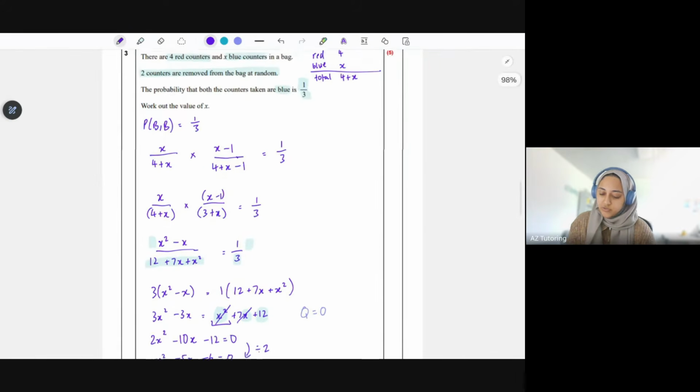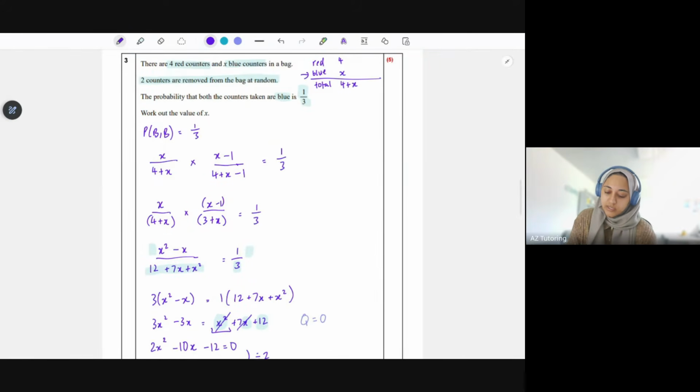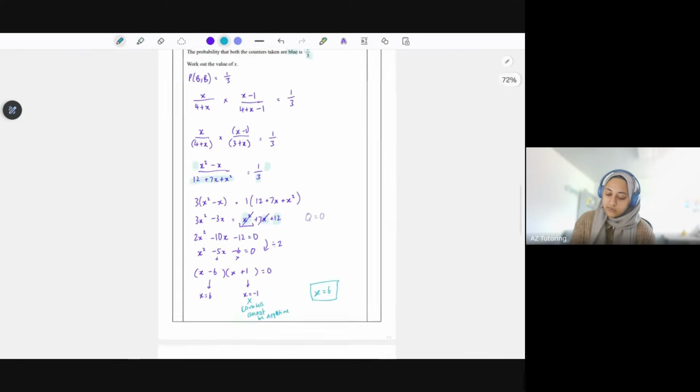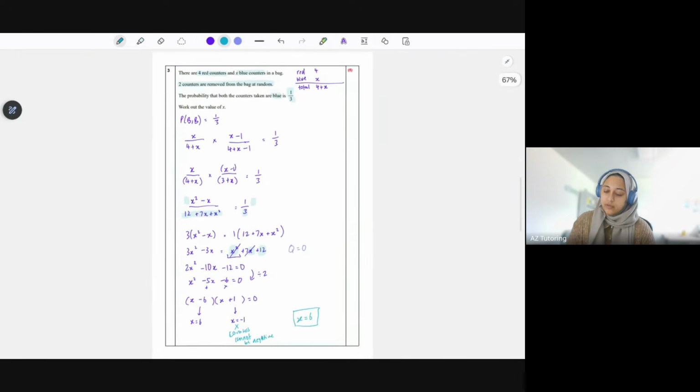But because x represents the number of blue counters, x can't be a negative number. We can't have a negative number of blue counters. So we're going to ignore this one, say counters cannot be negative. So therefore, x equals 6. And that's our final answer for that one. Okay, that was pretty good, that one.